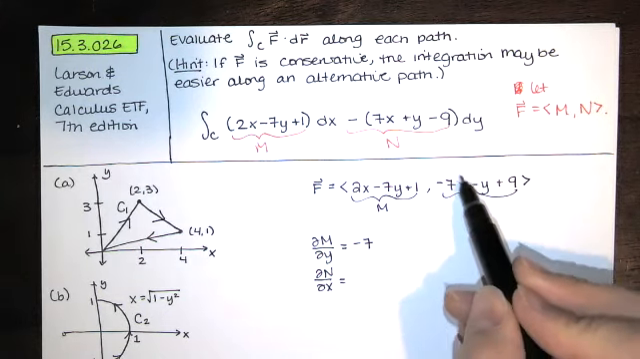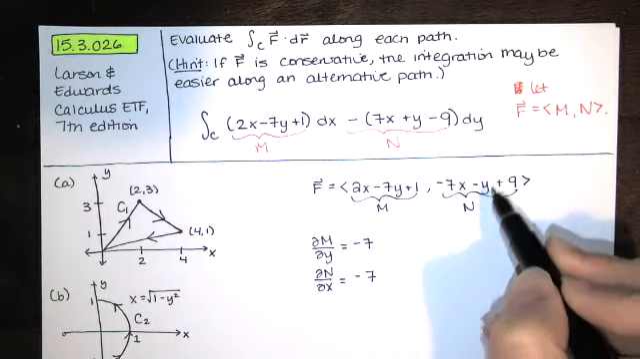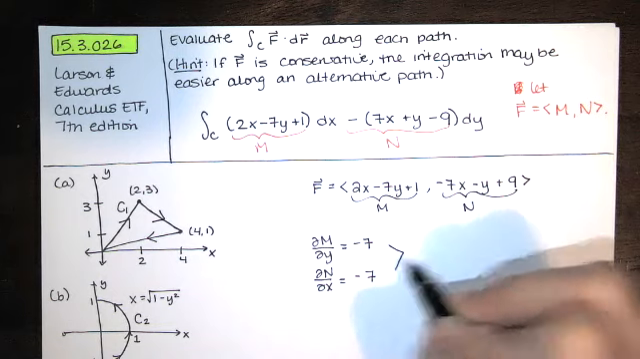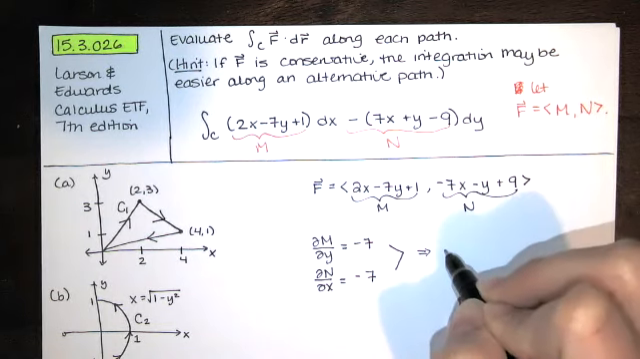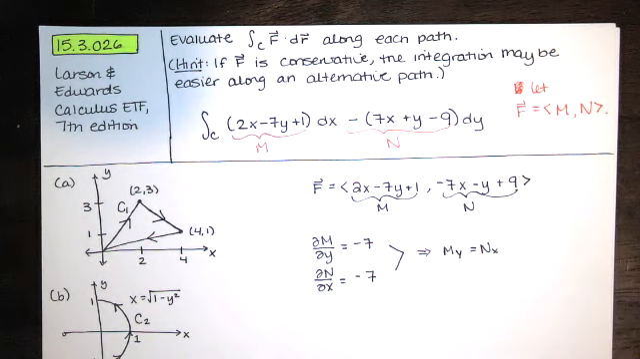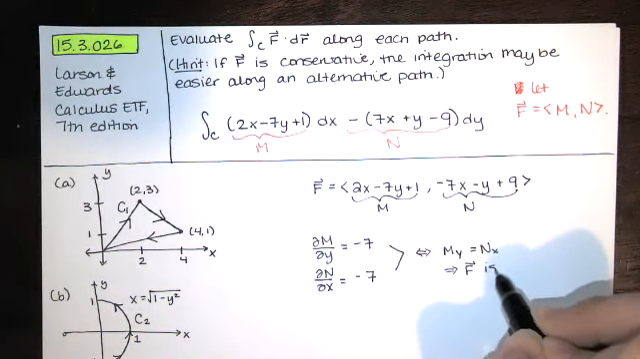So the derivative of this part with respect to x is negative 7. The derivative of this term is 0 with respect to x because there are no x's in it, and we're treating y as a constant. And then the derivative of 9 is, of course, 0. Since these two partial derivatives are the same, you can use subscript notation if you prefer, that's fine too. So that's equivalent to saying that, and that means that our field f is conservative.